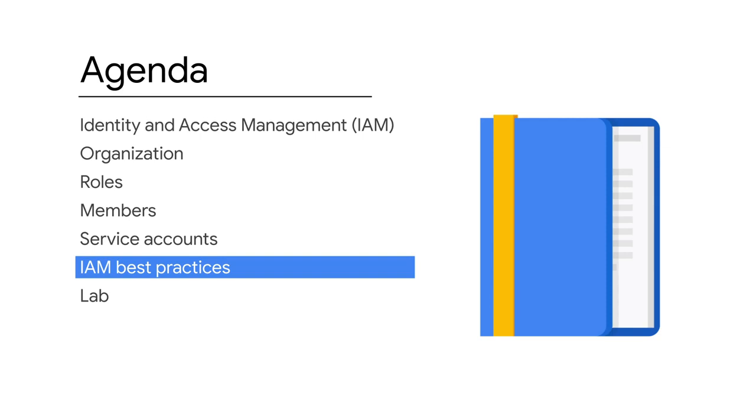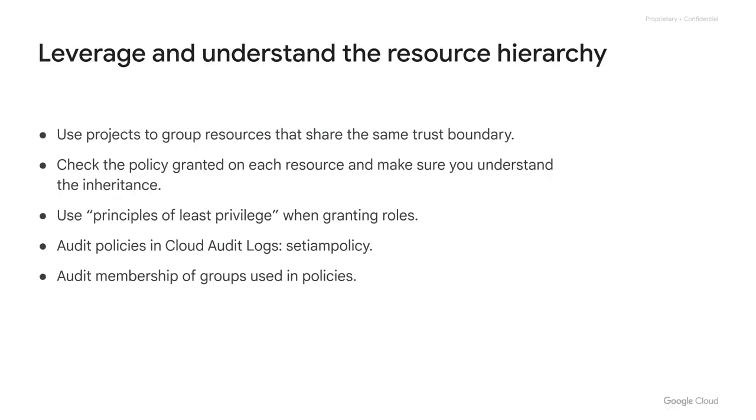Let's talk about some Cloud IAM best practices to help you apply the concepts you just learned in your day-to-day work. First, leverage and understand the resource hierarchy. Specifically, use projects to group resources that share the same trust boundary. Check the policy granted on each resource and make sure you recognize the inheritance.